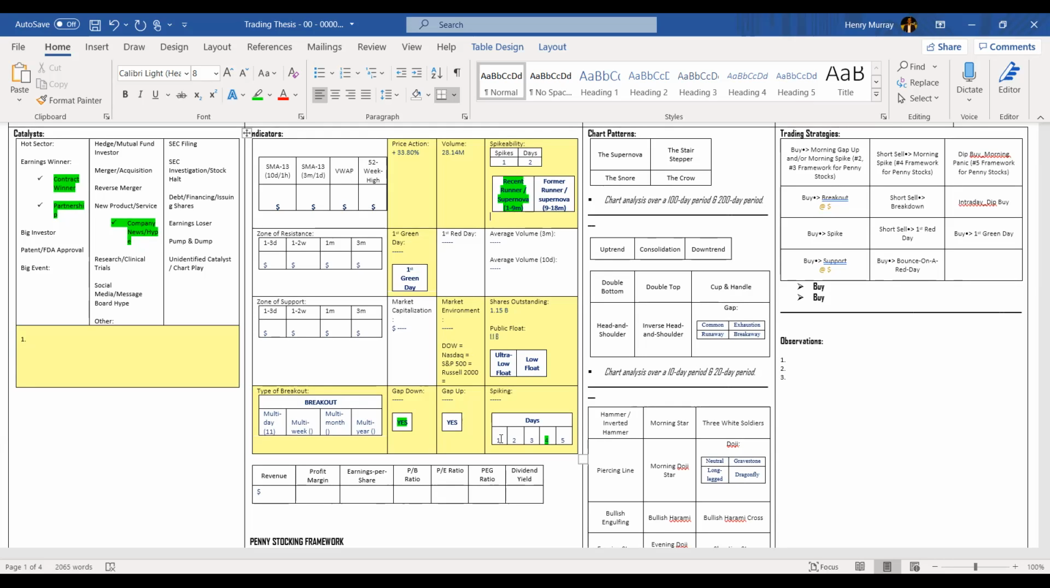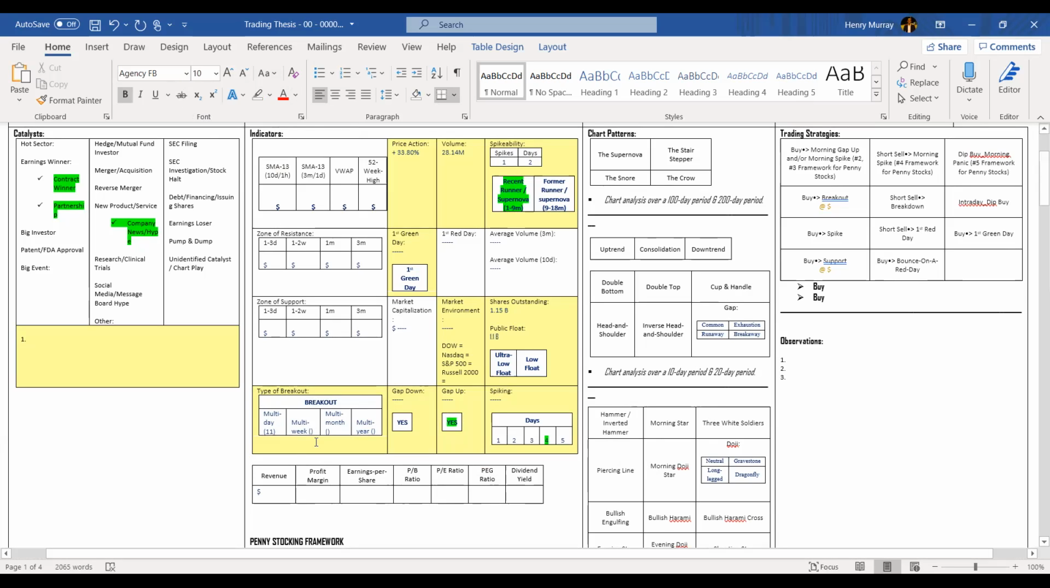Did the stock gap up or gap down? I did make an error here. I put that the stock gapped down. No, it actually gapped up, so let me correct that. I guess my mind was thinking that I put the gap up parameter first. I did not.